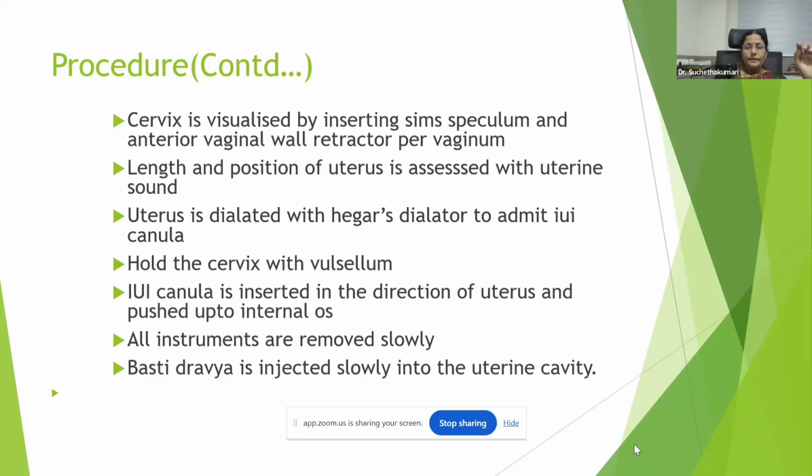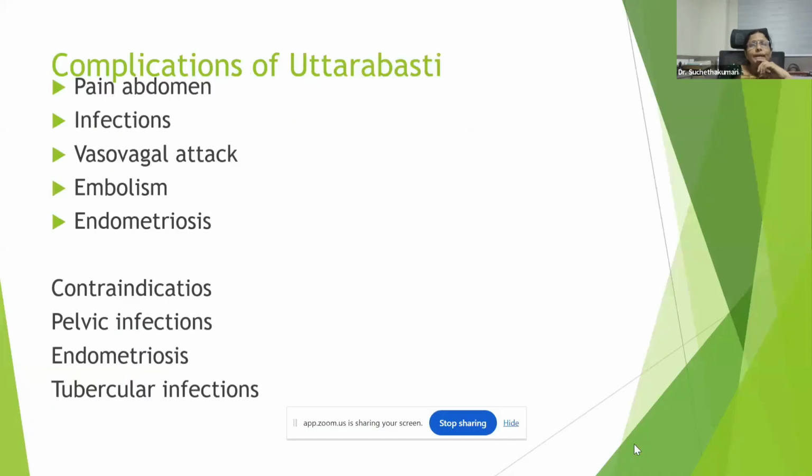So here the dravya is a very small amount, but it should be pushed or injected very slowly into the uterine cavity. If it is pushed very fast, then the patient may go into shock. That is why the dravya has to be pushed very slowly. This is the precaution which should be taken while giving the Uttarabasti.